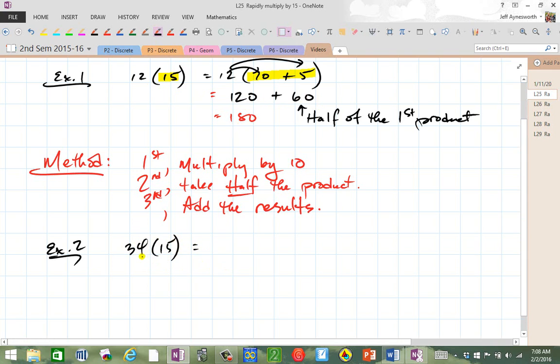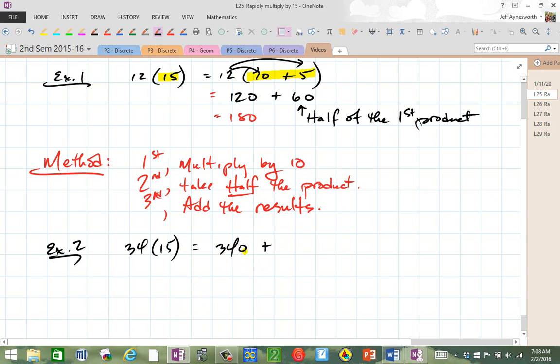The first thing we're going to do is take 34 times 10. Okay, that's 340. Now we're going to take half of that and we're going to add it to this. Now half of 34 is 17. Now if you don't know that, you think half of 300 is 150.